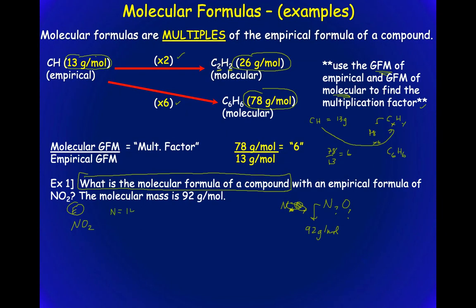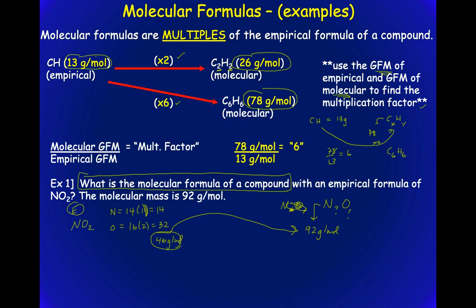So I'm going to find the GFM of my empirical. Nitrogen is 14 times 1. Oxygen is 16 times 2. So this is going to be 14, this is going to be 32, and this is going to be 46. Now you can see that if you compare the empirical one to the molecular one, it's a multiple of it by exactly 2.